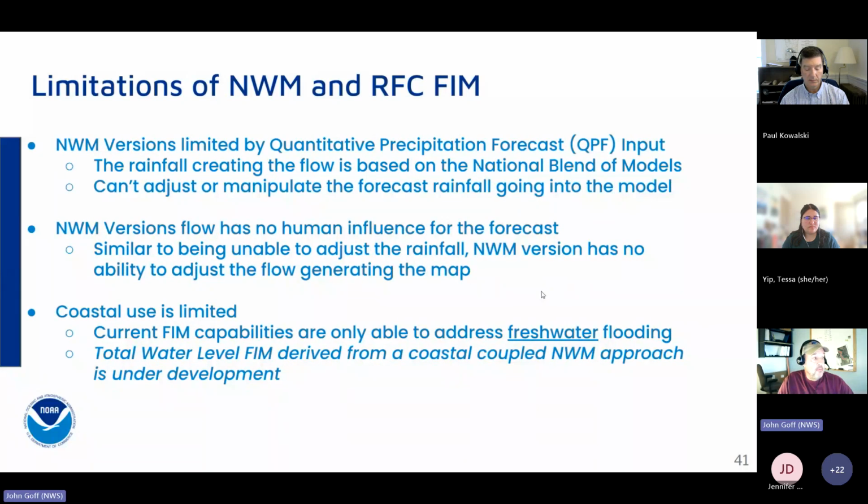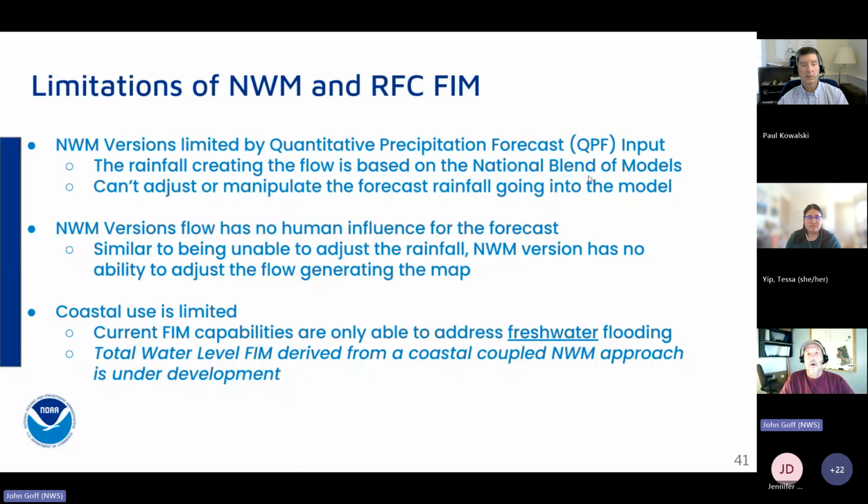Again, the versions of the water model are limited by how, you know, a flood forecast is only as good as the precipitation you're putting into the model. If that stinks, then the model's not going to be that good. So there's a limitation based off of the rainfall creating the flow. If it's good, it's going to be better. If it's not good, it's not going to be as good. And you cannot adjust or manipulate that rainfall going into the model because it's a running model that's updated.